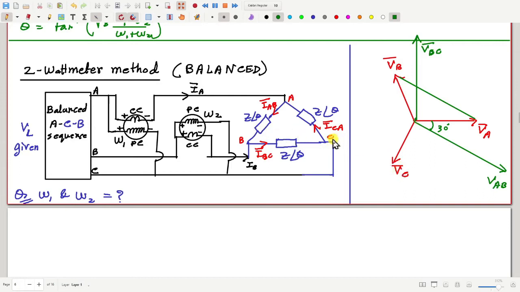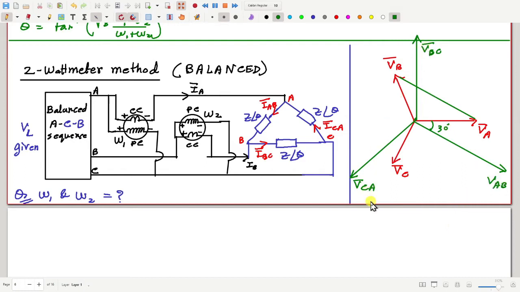Okay, and then VCA for this current, VCA will be C minus A. C minus A is like this. Okay, so that will be here, VCA. Okay, so we have AB, BC and CA.